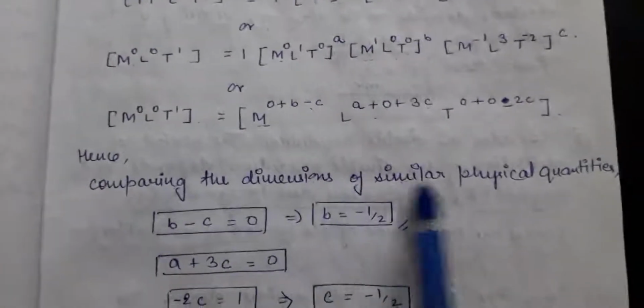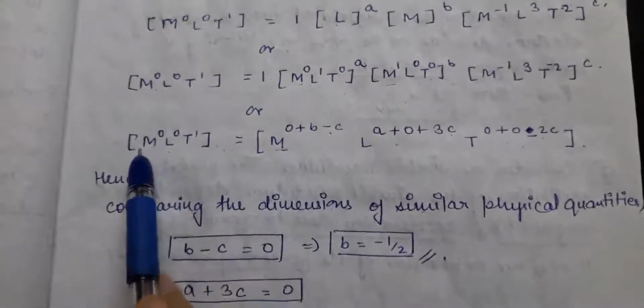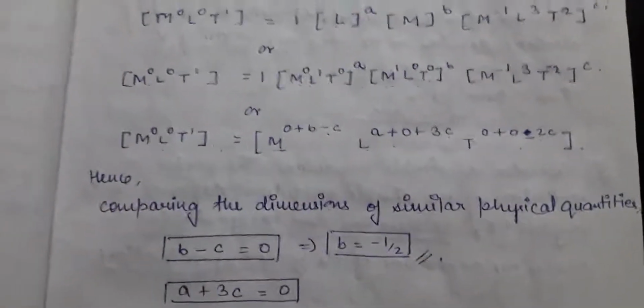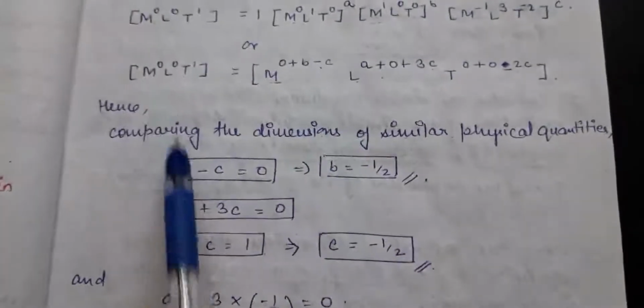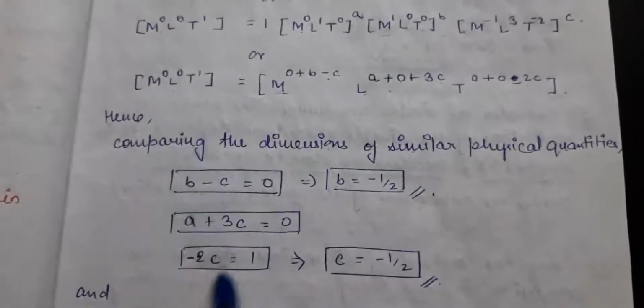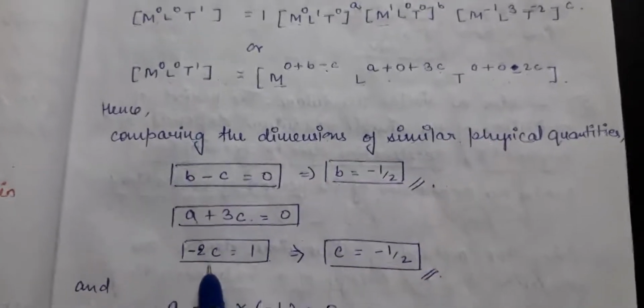So here what is the next step? Comparing the dimension of similar physical quantity. It means I have to compare the dimension of M with M only, L with L only and T with T only. By this we got the equations: first equation, B minus C is equal to 0. Second is A plus 3C is equal to 0. And minus 2C is equal to 1. This is our third equation.